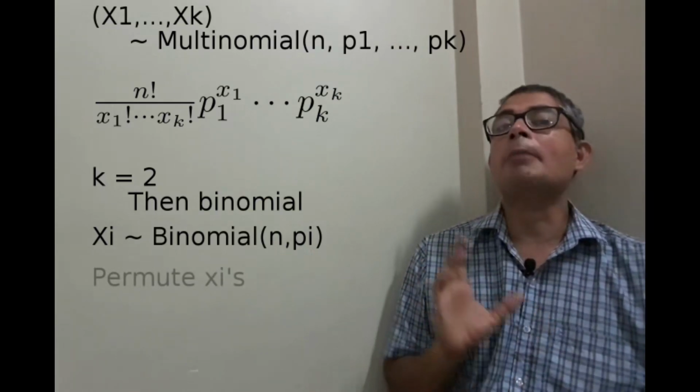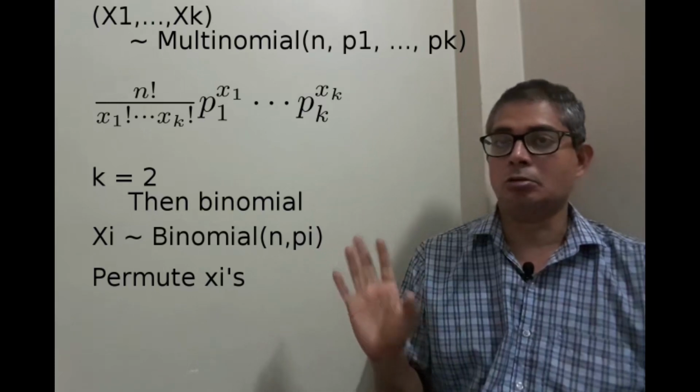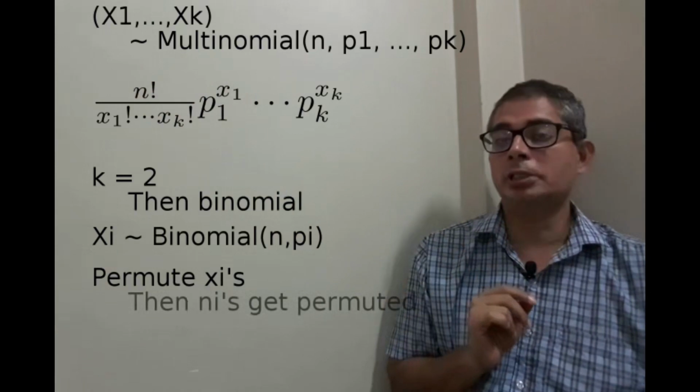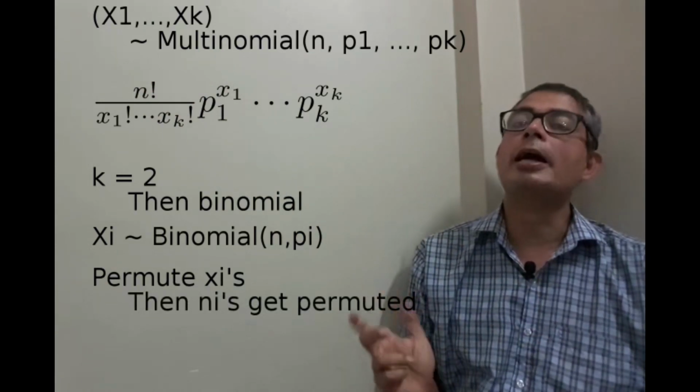Now, if I take a permutation of the Xi, so I just reorder the Xi's in some way, then it is again multinomial with the pi's permuted accordingly.